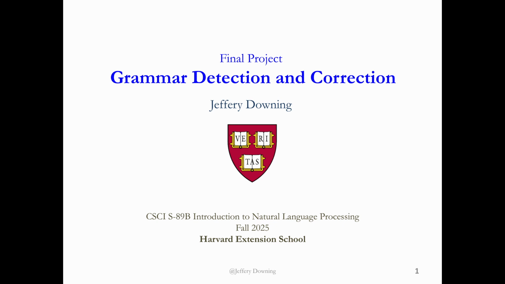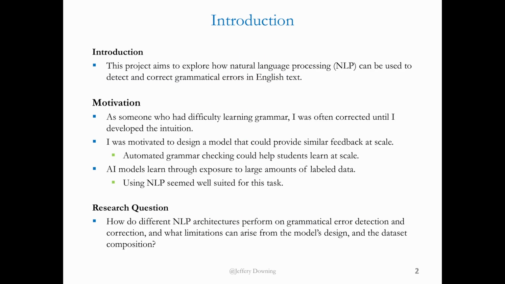Hello, my name is Jeffrey Downing, and I'm here to talk about my final project on grammar detection and correction. This project aims to explore how natural language processing can be used to detect and correct grammatical errors in English text.